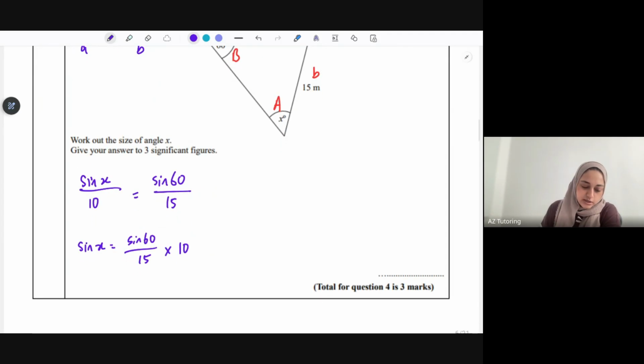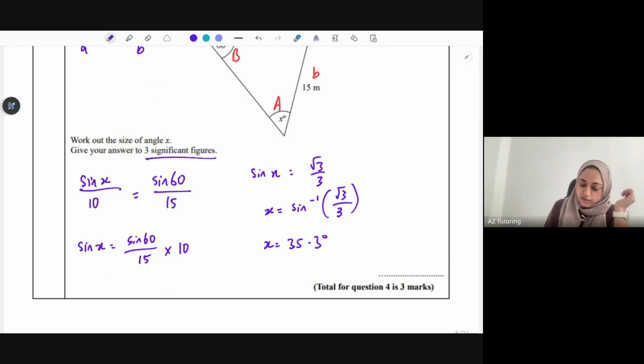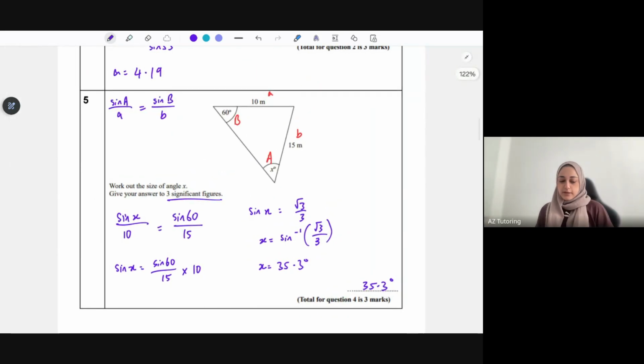So putting all this in the calculator, we end up getting sine X equals root 3 over 3. And then finally, to work out X, to work out X, you're using your inverse sine because X is stuck inside there. So sine to the minus 1 of root 3 over 3. So X just equals, putting that in the calculator, 35.3 degrees to 3 significant figures as they've asked for. So that's our answer. Okay, moving on.